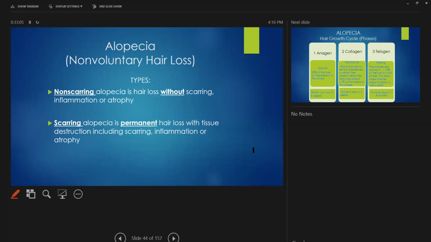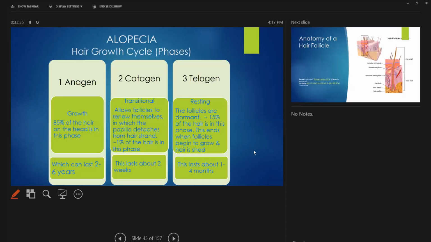Alopecia, so this is involuntary hair loss. I don't know what type of hair loss is voluntary unless you get your hair cut. Non-scarring alopecia is hair loss without scarring, inflammation, or atrophy. Scarring alopecia is permanent hair loss with tissue destruction, including scarring, inflammation, or atrophy.